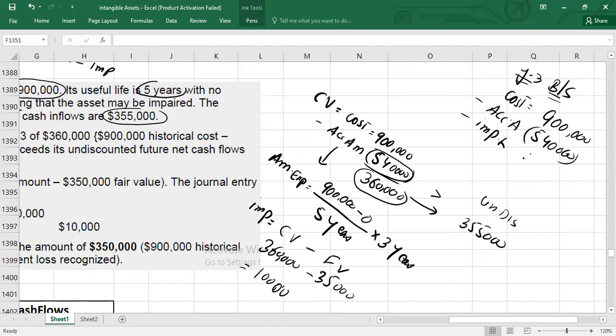Impairment loss is $10,000. Now if you calculate the carrying value, it should be equal to the fair value, which is 350,000. Okay, 350,000. And see, this is your adjusted carrying value, which is equal to the fair value. Okay, this is what I was telling you. And this impairment loss will not be reversed if the asset is in use. This is how you will deal with it.